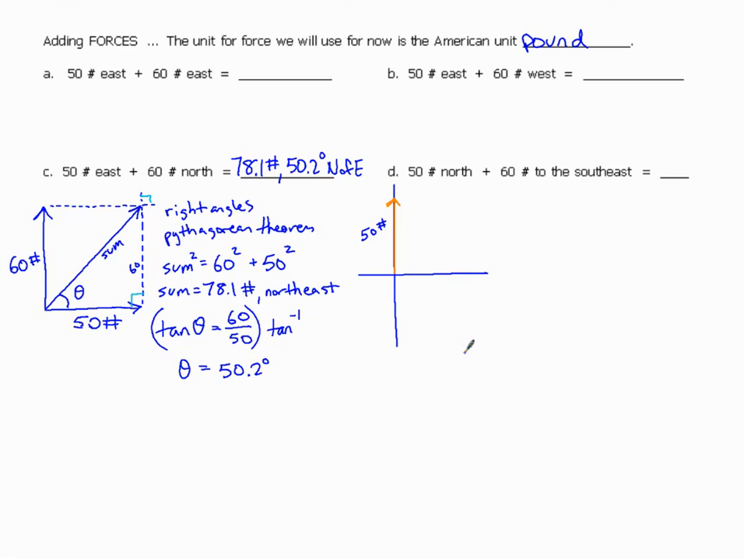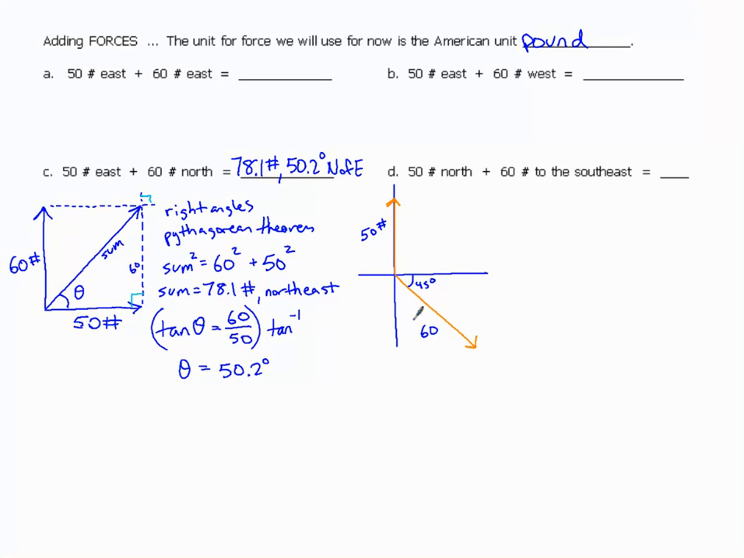Then we have another one that is 60 pounds to the southeast. Since it just says southeast, we're going to imagine that it is directly to the southeast. So let's, I guess, stick with the orange. Here we go. This is 60. And directly to the southeast, we would imagine that this is a 45-degree angle and this is a 45-degree angle as well.